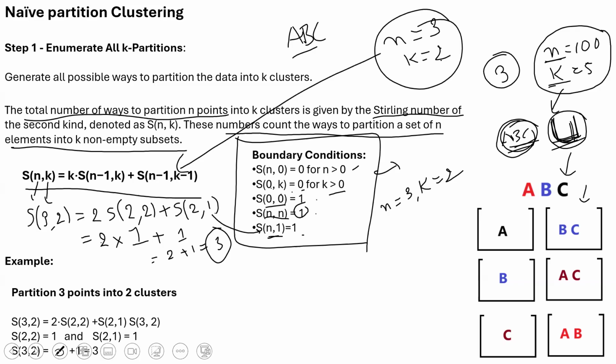This is the same thing that we applied earlier. When n is equal to 3 and k is equal to 2, when we create the enumerations by choosing all the possible ways, we got 3. Using the Stirling number of the second kind also, we got 3. So that is how you calculate the Stirling number. S of 3 comma 2 is equal to 2 into S of 2 comma 2 plus S of 2 comma 1. We know S of 2 comma 2 is equal to 1 and S of 2 comma 1 is equal to 1. So we applied that and we got S of 3 comma 2 is equal to 3.